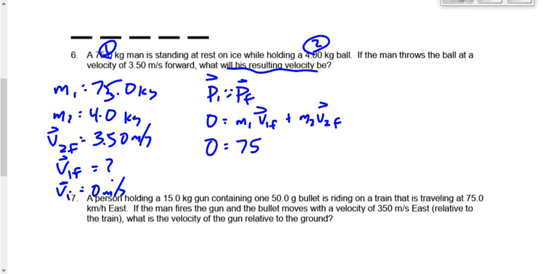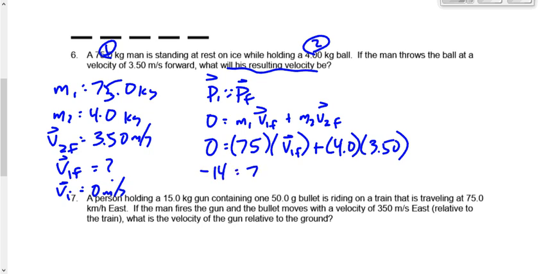M1 is 75 times V1F, that's what we're looking for. M2 is 4.0 times V2F is 3.50. 4 times 3.5 is 14. Take that to the other side by subtracting. Negative 14 divided by 75 is negative 0.187.